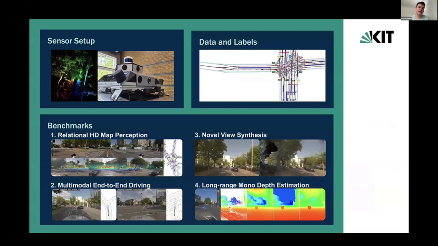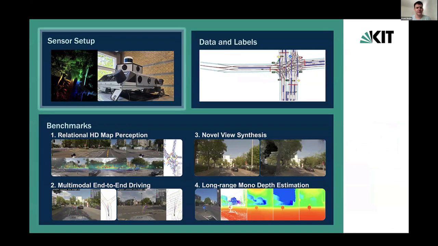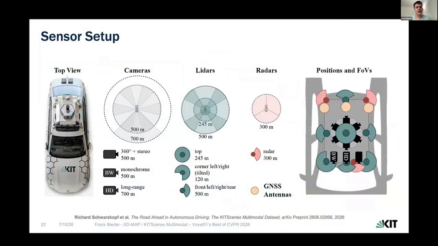Let's dive into the two major points we were working on. First, the sensor setup. You can have a look at the detailed sensor setup on our website or in our paper. But we have 7 cameras which record more than 70 megapixels at 10 hertz. And in contrast to most of the other datasets, which use rolling shutters, we actually have global shutter cameras, which is highly relevant for all scene reconstruction tasks.